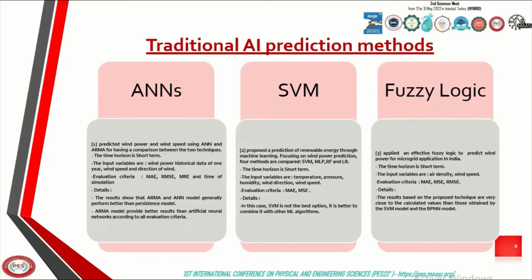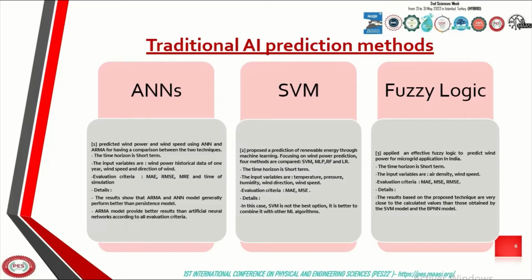The second paper proposed a prediction of renewable energy through machine learning, focusing on wind power prediction. Four methods are compared. In this case, SVM is not the best option. It is better to combine it with another machine learning algorithm. And finally, the third paper applied an effective fuzzy logic method to predict wind power for microgrid application in India. The results based on the proposed technique are closer to the calculated values than those obtained by the SVM model and the BPNN model.